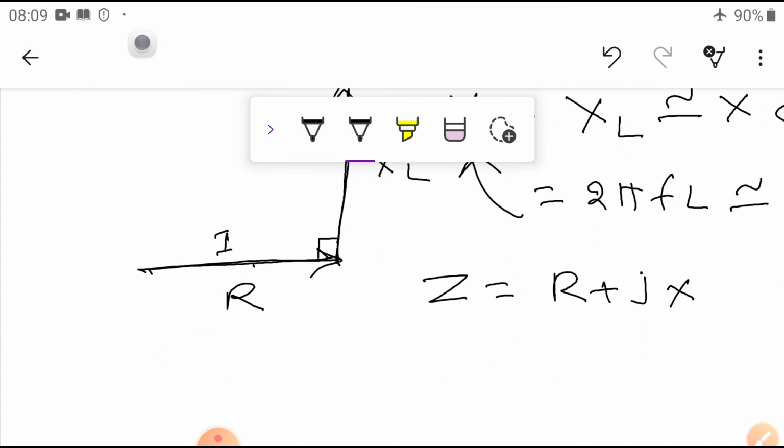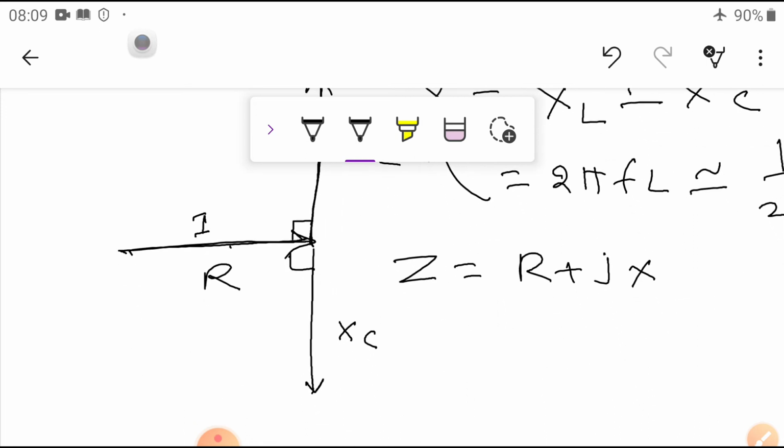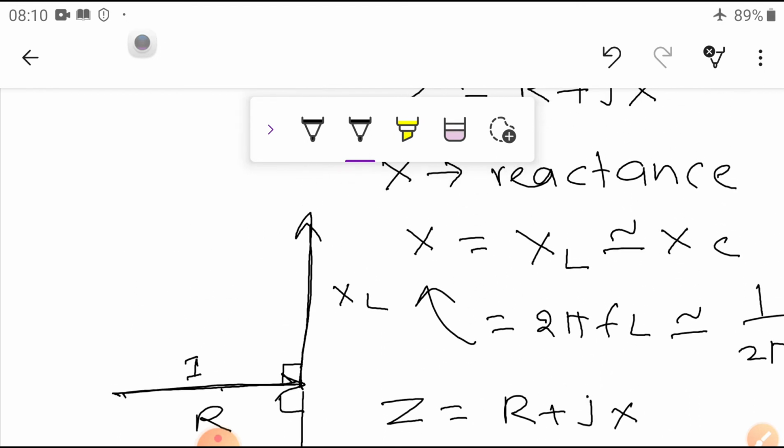Now XC, this is the XC. I into XC is the voltage across the capacitor. Now what happens? The current leads by 90 degrees here. So this is XC, this is XL. Okay, now let us take the first case, where XL is greater than XC. For example, this value is 36 and this value is 30. What is the difference? 6.